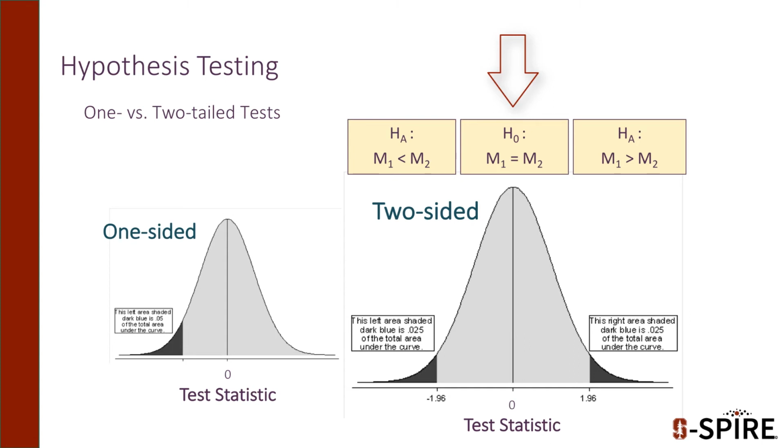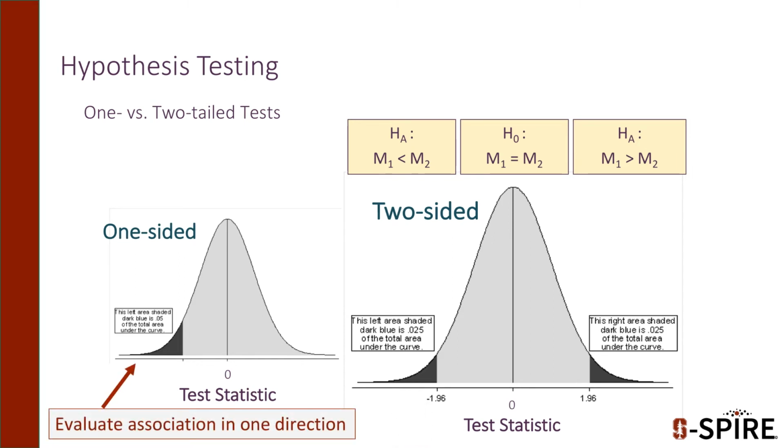The null hypothesis is represented by a t-statistic of 0 in the middle of this distribution. The two-sided alternative hypothesis tests for effects in both directions, that the mean days are higher in the surgery group and that mean days are lower in the surgery group.